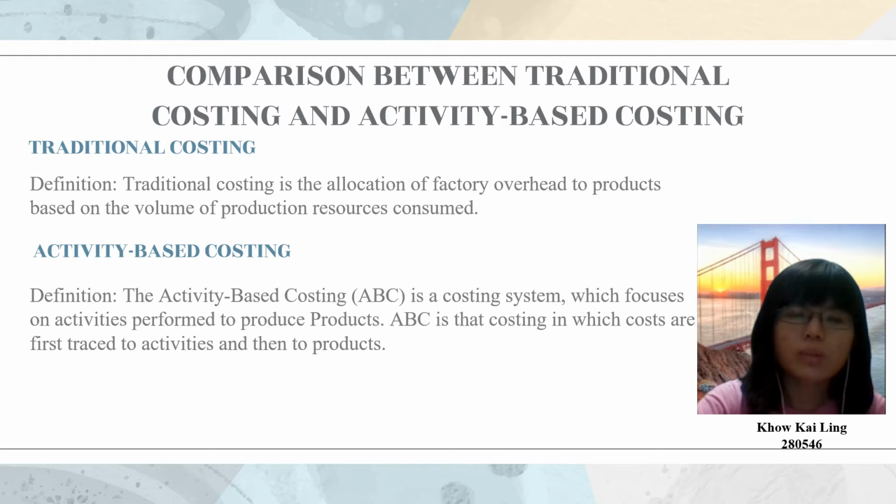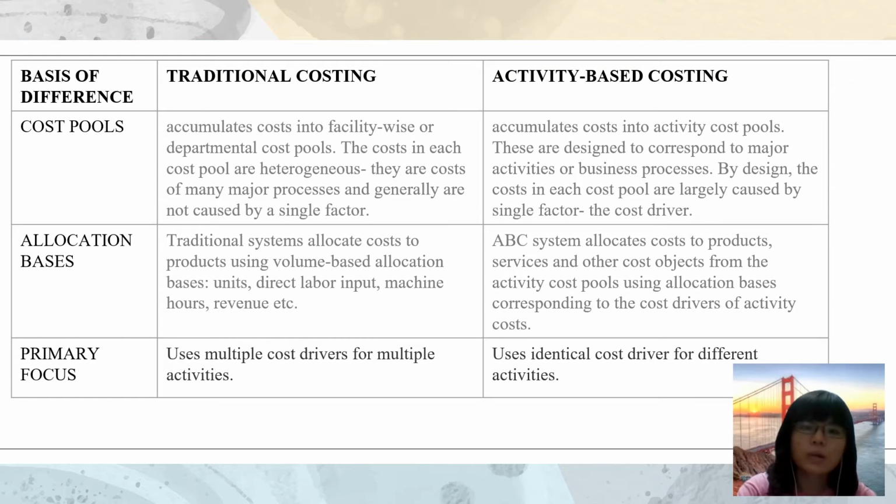First, I would like to explain the definition of traditional costing and activity-based costing. Traditional costing means the allocation of factory overhead to products based on the volume of production resources consumed, while activity-based costing is a costing system which focuses on activities performed to produce products. ABC costing is the costing in which costs are first traced to activities and then to products. So next, I will explain the difference between these two costing methods.